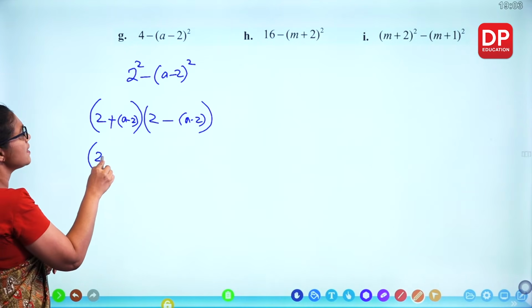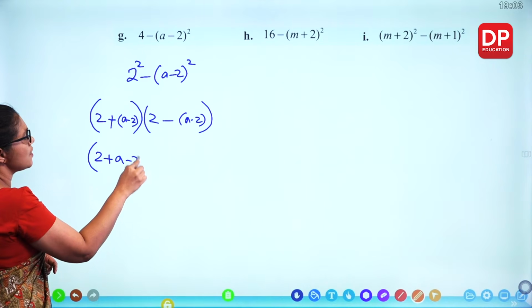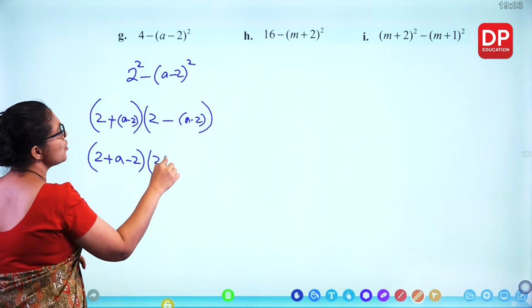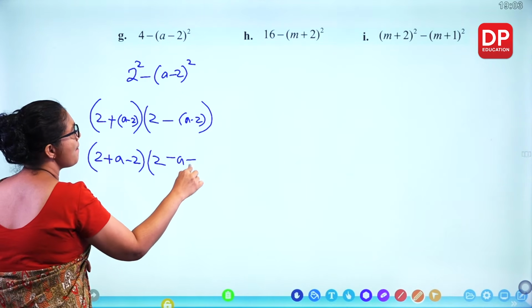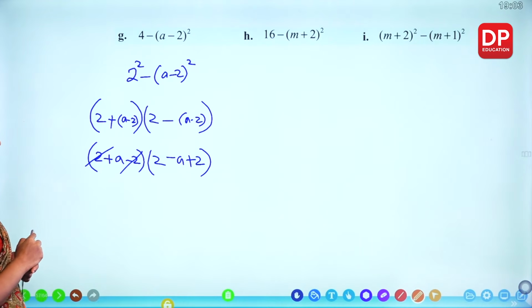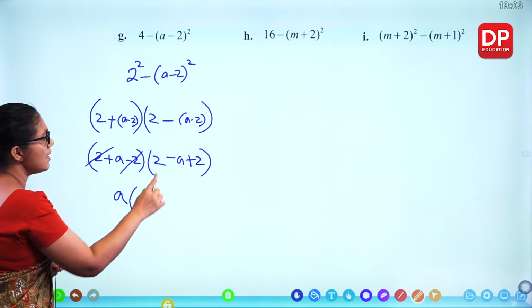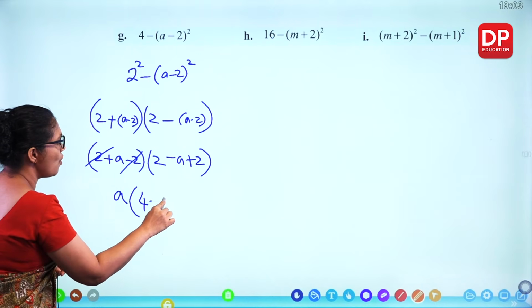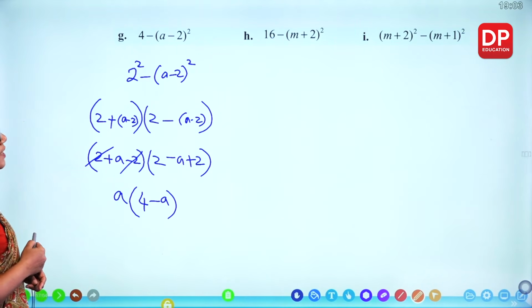So when you do that, this is 2 plus a minus 2. What about this one? 2 minus a plus 2. When you simplify, you can see 2 and 2 get cancelled out. You get a here. 2 plus 2 becomes 4. 4 minus a. So the answer is a times 4 minus a.